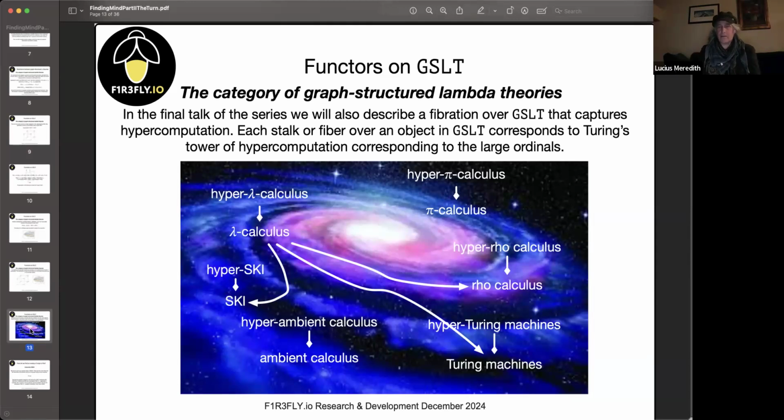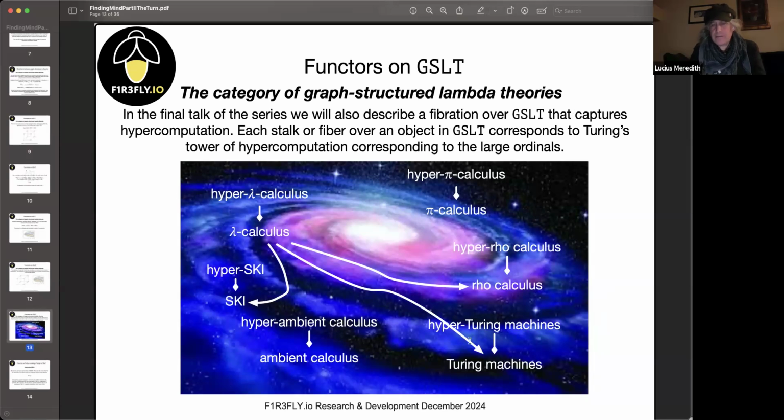So Turing was well aware that there was a computation much more powerful than Turing machines. In his thesis, above Turing machines there are so-called hyper Turing machines that can solve halting problems for these guys, but they can't solve their own halting problems. And above this are hyper-hyper Turing machines, which can solve halting problems for these guys, but can't solve their own. And on up it goes forever, corresponding to a tower of large ordinals.